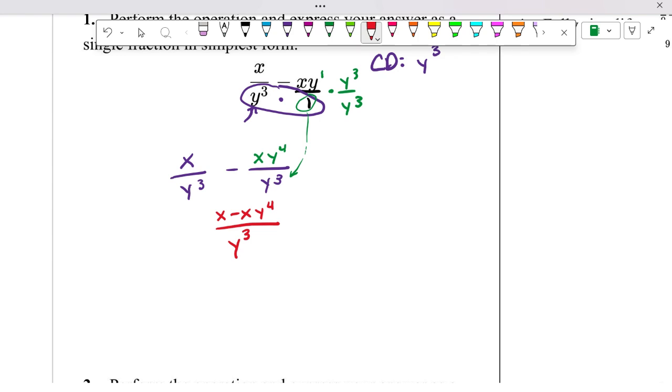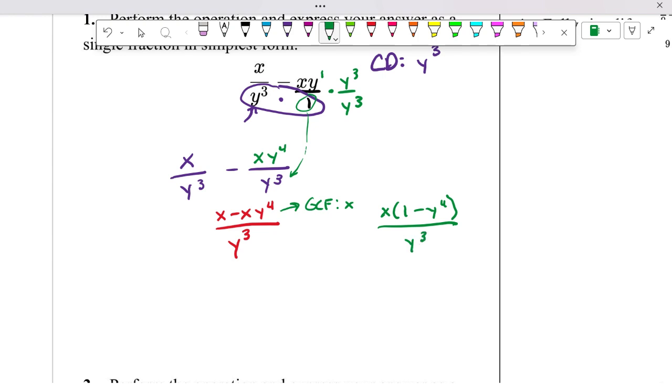Now, we may look like we're done, but we still have to check that if we factor that numerator, nothing crosses. So how can I factor the numerator? What's the first thing you always look for when you factor? Greatest common factor, so GCF. What's my GCF for the numerator? X. Good. If I take an x out of both, that means I would have x times 1 minus y to the fourth, all over y cubed.